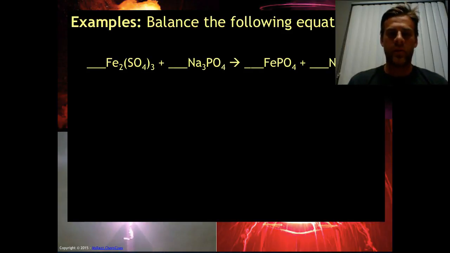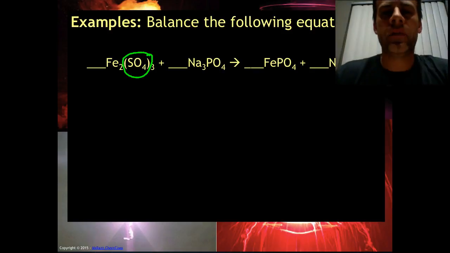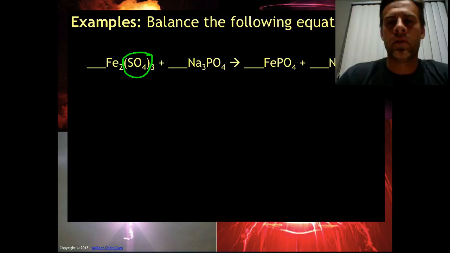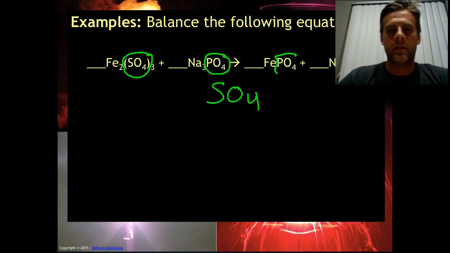So let me show you an example here. If you're looking at sulfate, I'm just going to circle this guy here. Now, if sulfate is on the other side, anywhere over here, and there it is, you don't have to treat it as sulfur and oxygen. You can actually just treat it as sulfate. Same thing with phosphate. So find phosphate: phosphate here, phosphate here.